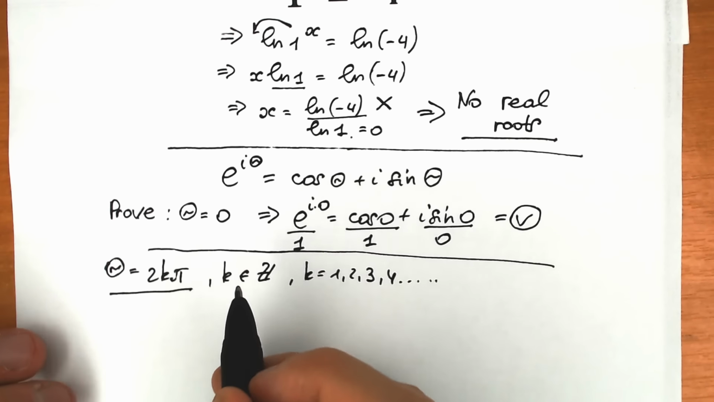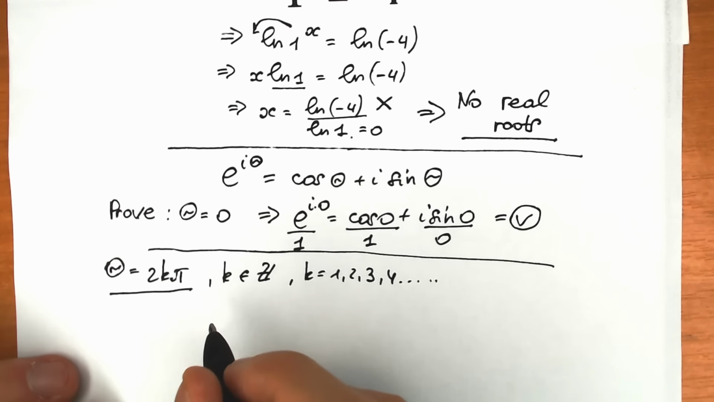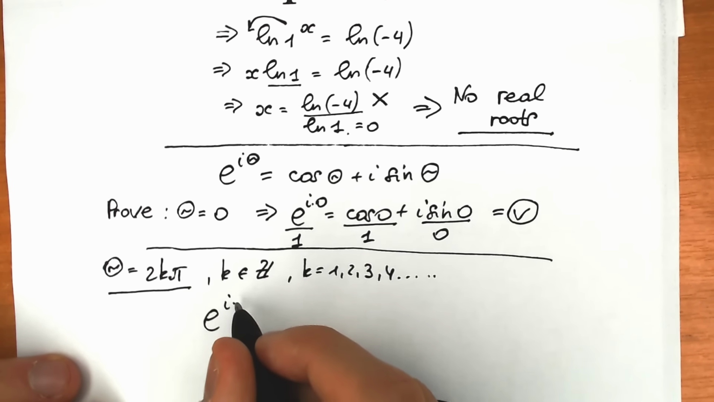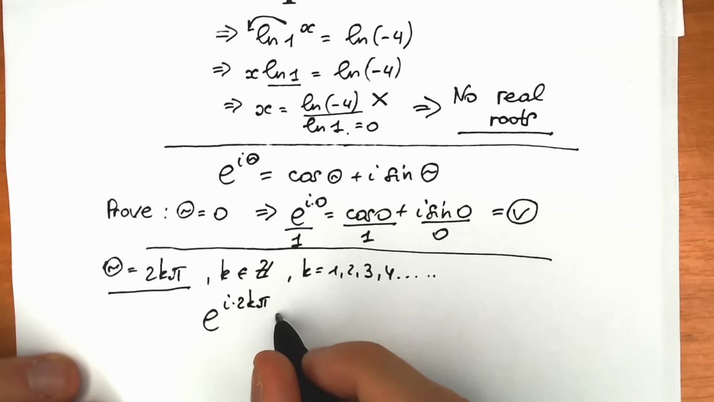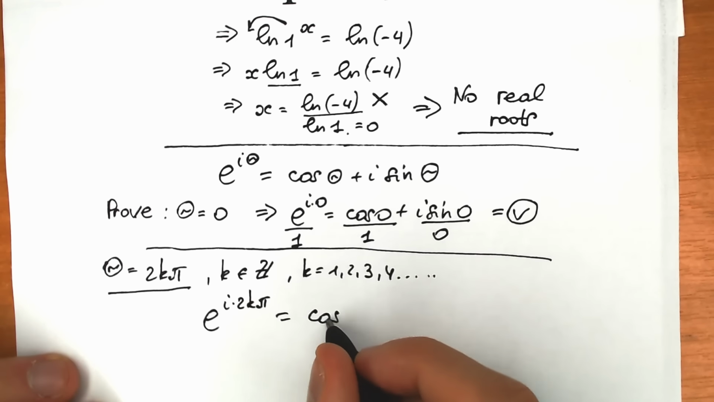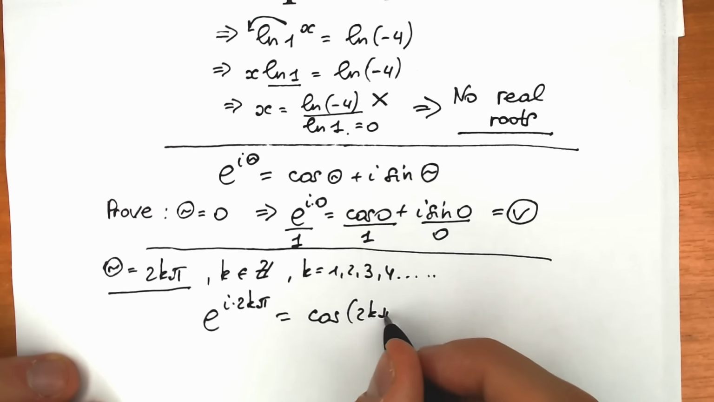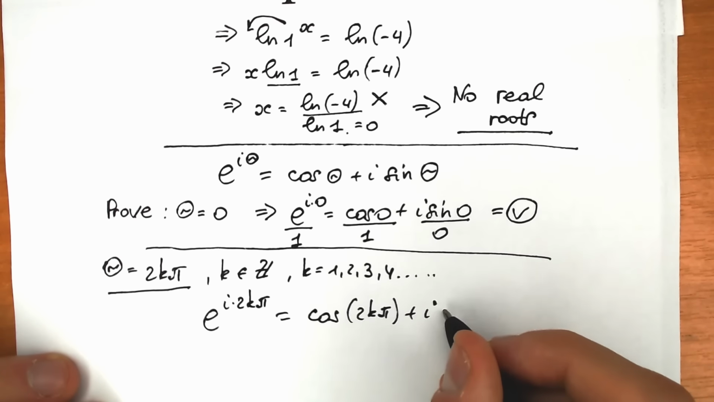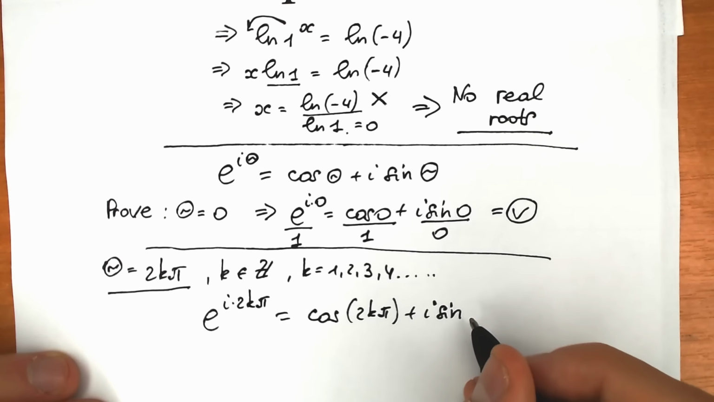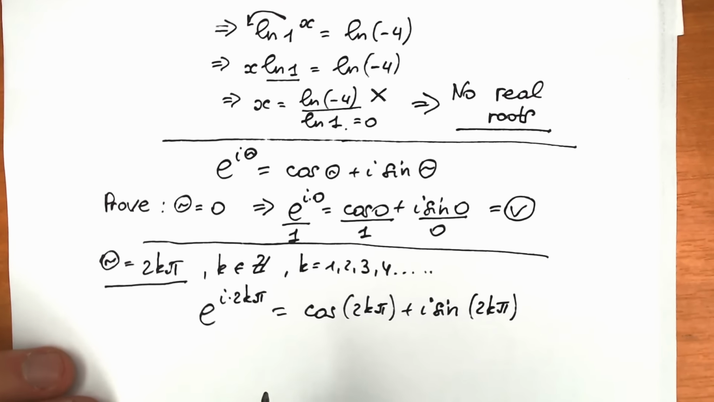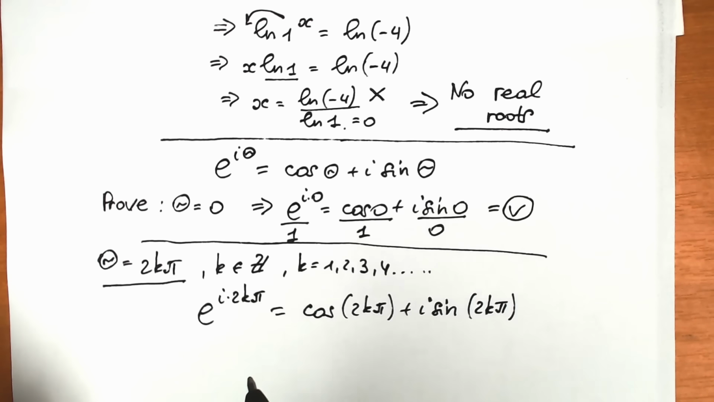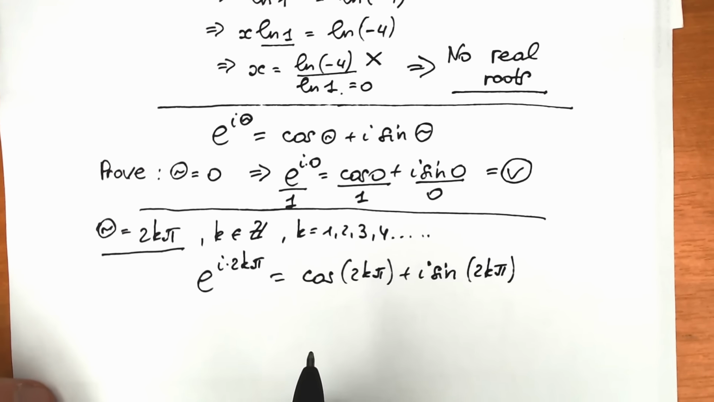So how does our Euler's identity look like? Our identity looks like that: e to the power i times 2kπ equal to cosine 2kπ plus i times sine 2kπ. Instead of theta, we're going to plug in this 2kπ. And here is right now the key moment, because I'm going to look at what will happen when k equals 1, 2, 3, and 4. This is a really interesting moment right now.